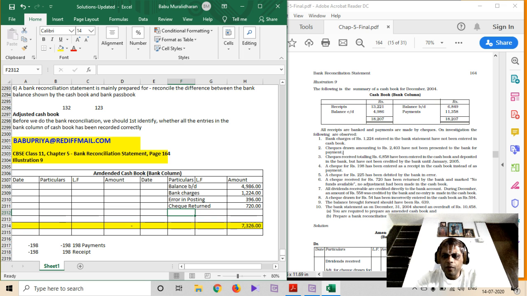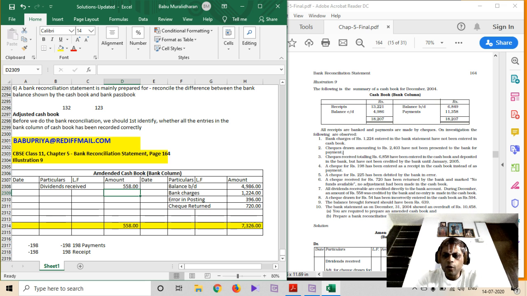Then all dividends receivable are credited directly to the bank account. During December, an amount of rupees 558 was credited by the bank and no entry is made in the cash book. So, dividends received 558, because we have to make the adjustment in the cash book. 558.